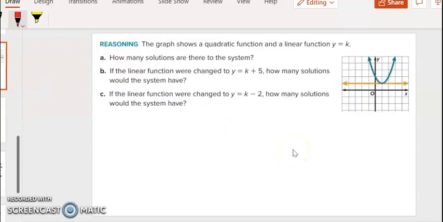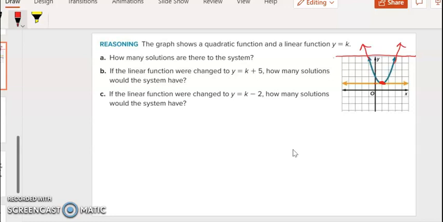So let's see what this application of this type of equation looks like, alright? So the first one I want you to look at is the graph that I have here on the screen, and it shows a quadratic and a linear function, okay? So if you look at this graph, how many solutions do you see? It has 1 solution because it touches right there at 1, 1. If the linear function, that's this straight line, were changed to plus 5, let's say we moved it up 5, 1, 2, 3, 4, 5, it'd be right here. We moved it up here.